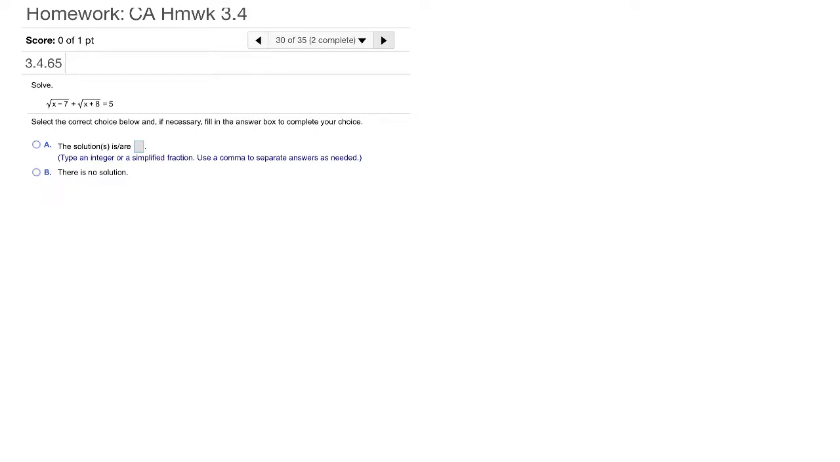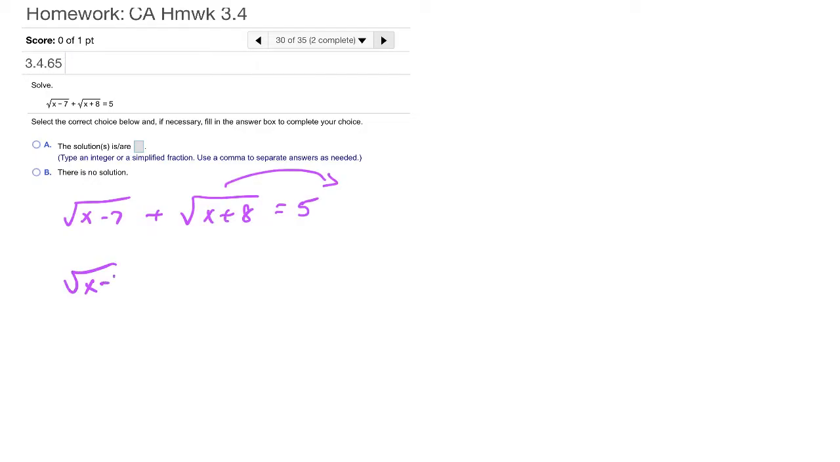All right, so in the situation where I have two radicals, I have to isolate one of them, square, isolate the second one, and then square again. So kind of how that's going to work, if I have the square root of x minus 7 plus the square root of x plus 8 is equal to 5.